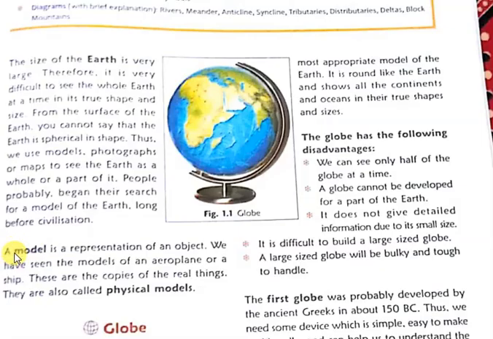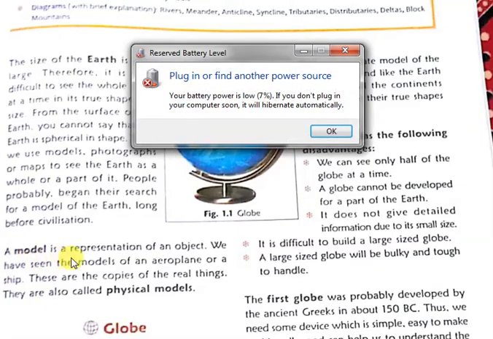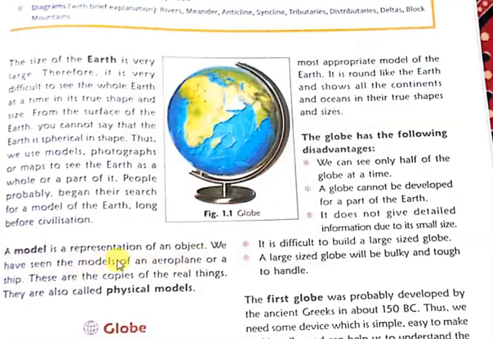So what is the definition of a model? A model is a representation of an object. We have seen the models of an aeroplane or a ship. They are copies of real things. They are also called physical models. Means models are the copies of the original thing. Here we cannot keep the whole earth, so we just keep a representative of the earth. This is the meaning of representation. Means we are representing the shape and size of earth by this globe.